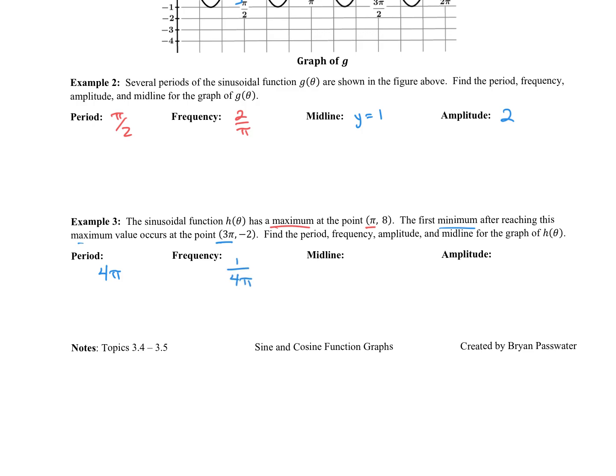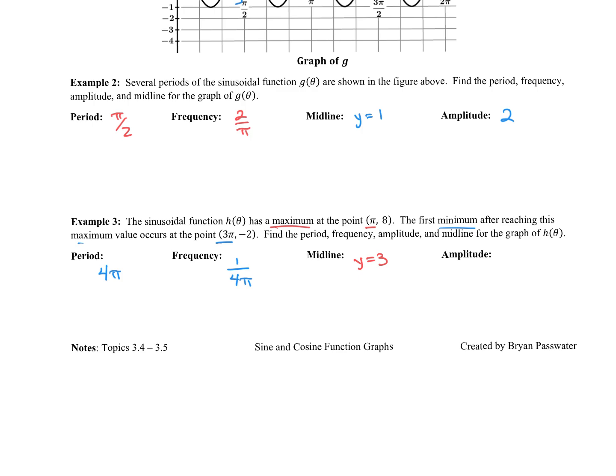Now its midline is in between my max and my min. All right. So what was my max here? 8. What was my min? -2. And so what's in the middle between 8 and -2? 3. How did we get 3? We take -2 and add 8 to it to get what? 6. And then we take the average of that. So we divide it by 2. And so now we have what? 3. However, I can't just call it 3. I need what? Y equals 3.